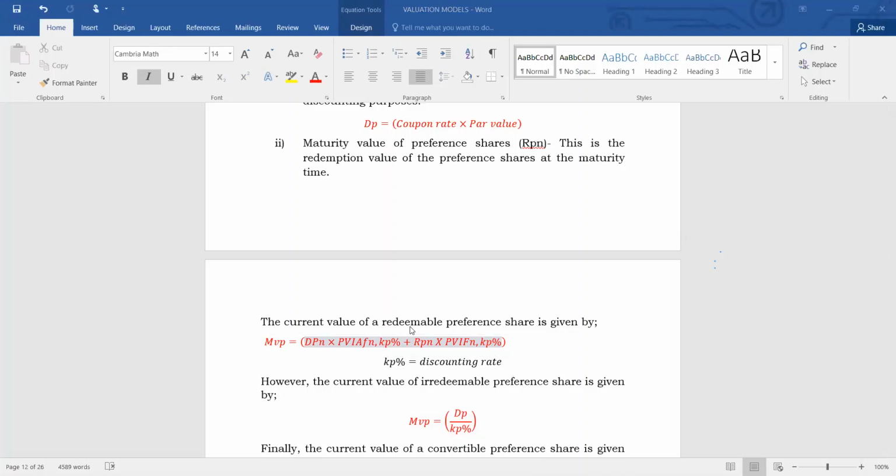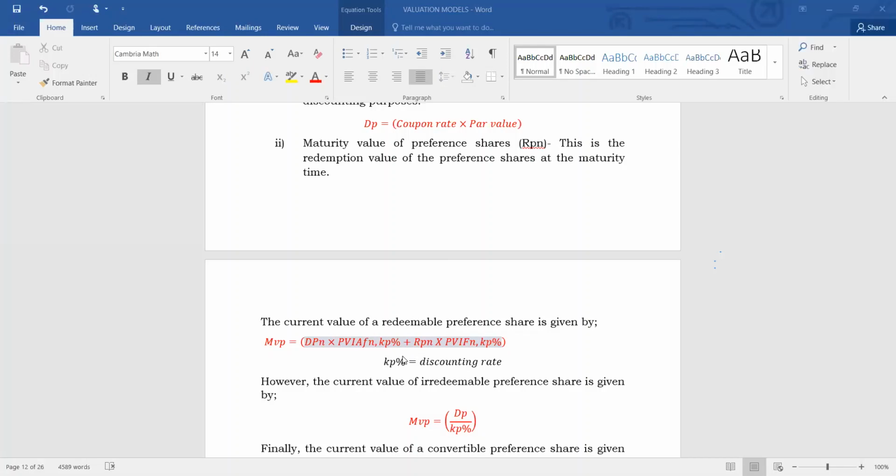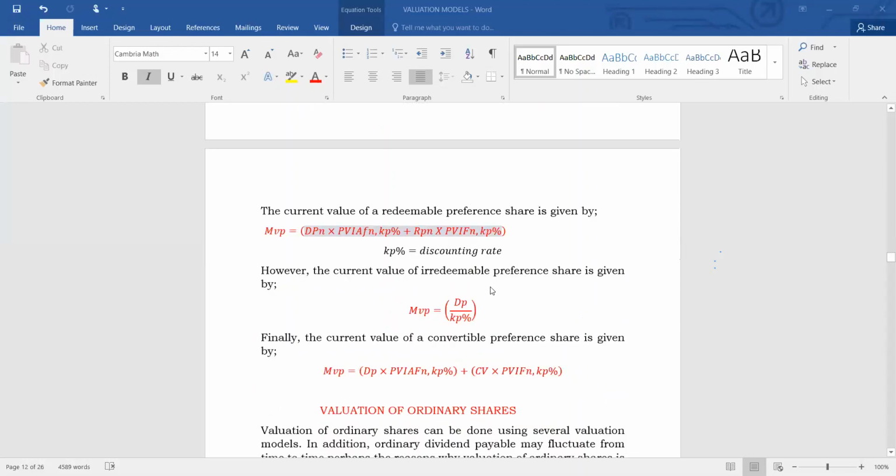You can see it's the same thing, just like what we have done under valuation of debentures. I've only replaced interest here with the preference dividend. Previously, we were talking of RD, the maturity value of the debentures. This is the maturity value of the preference shares. So once you capture the fixed dividend payment, that's discounted, and the maturity value is also discounted.